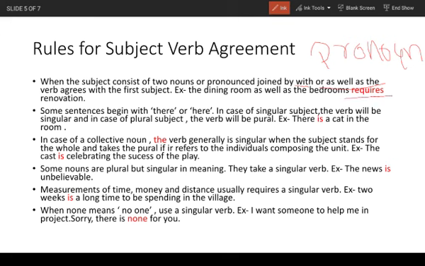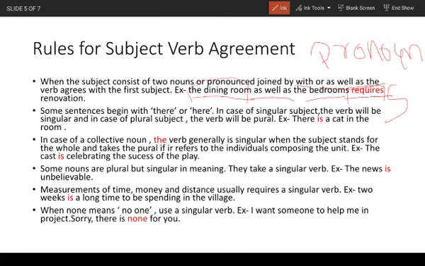So here requires is singular. Why is it singular? Because when we use as well as, or when we use with, the verb needs to agree with the first subject. So what is the first subject? It is the dining room. That's why it is requires, because requires is a singular verb and the dining room is a singular subject. Here you can see bedrooms is a plural subject, but we are still using a singular verb because it will agree with the first subject.